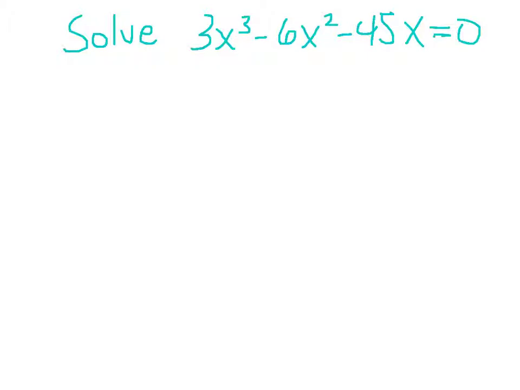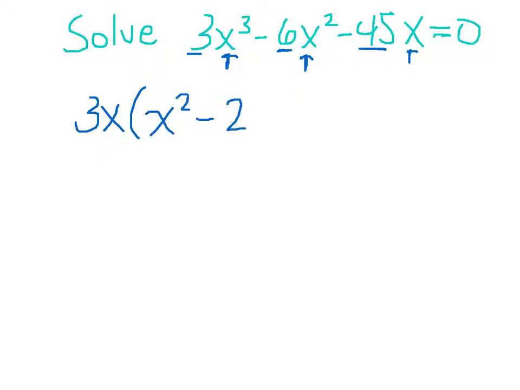Very first thing I'm going to do is take a look and see if I need to factor out a GCF. So if I look at the three terms, I notice that they are all divisible by 3. And I also notice that each one of them has at least an x to the first power in it. So I'm going to factor out a 3x to begin with. And when I do, I'm going to see what I have left over. So 3x cubed divided by 3x is x squared. 3x times negative 2x is negative 6x squared. And 3x times negative 15 is negative 45x.